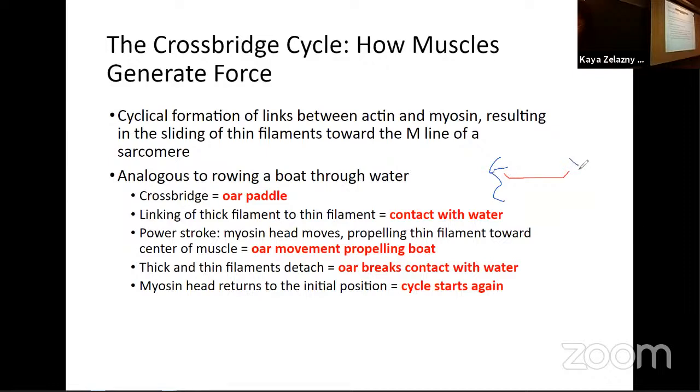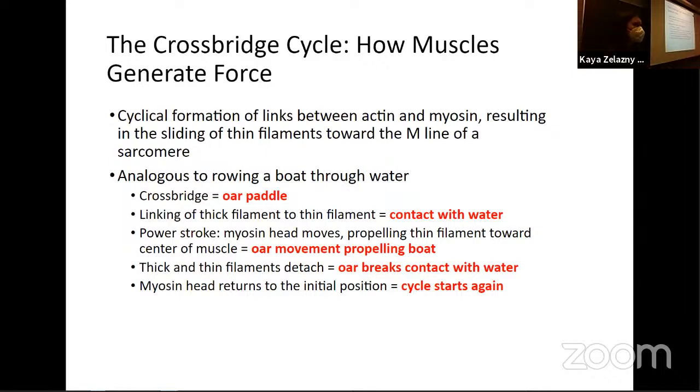Okay. So we're going to be taking these oars here, these little heads, and as we push them towards the center, so as they kind of scoop like this and move that way into a new position, they're pulling the actin towards the center and creating more overlap. So that's why we think about them as like an oar paddle. So as we link together the thick filament and the thin filament, we think about that as touching our oar to the water when the two touch each other.